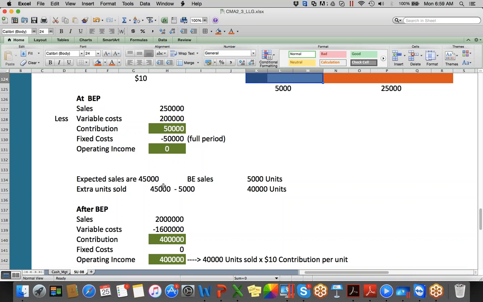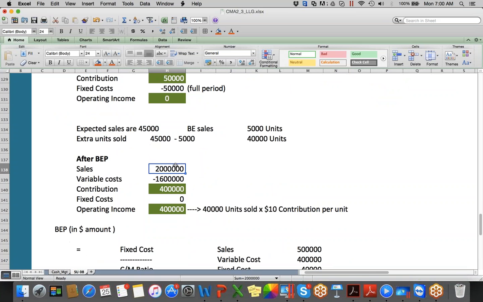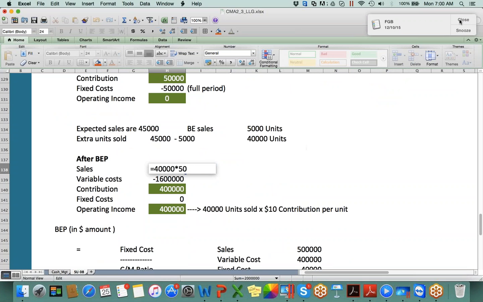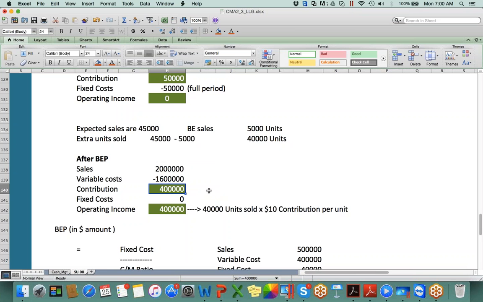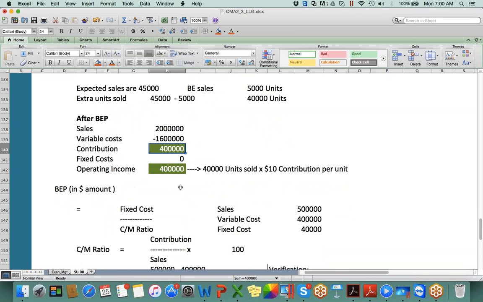Say for example here, how many units we are selling? I'll change it, 45,000 units. Total 45,000 units. So 40,000 units are sold in the profit area. So 40,000 units times sales price of $50, 40,000 units times variable cost of $40. You have a contribution of 400,000. So the full 400,000 amount is profit.